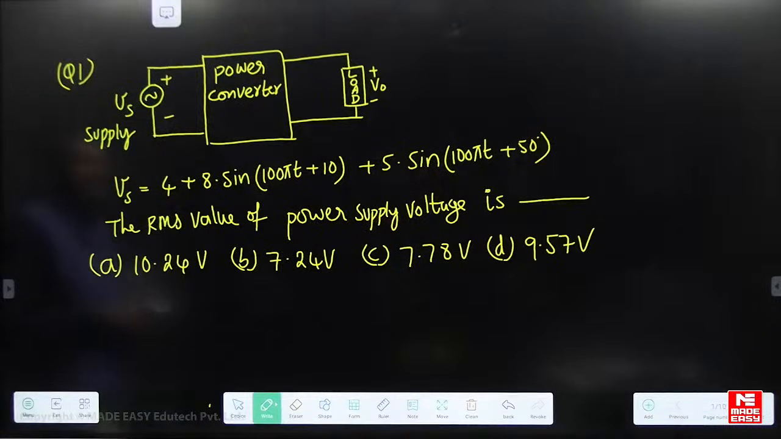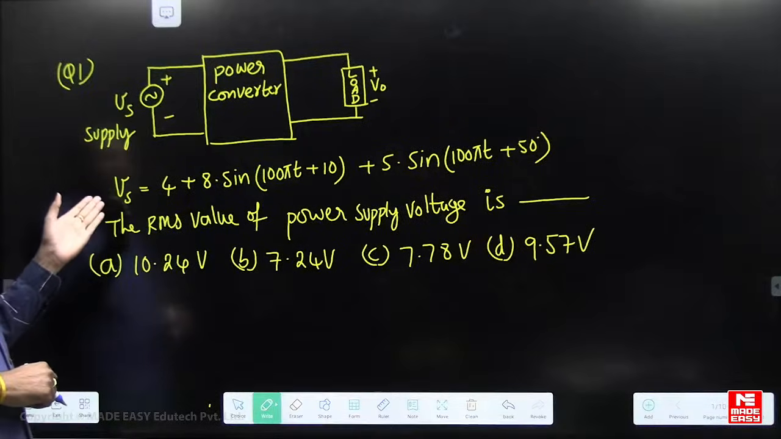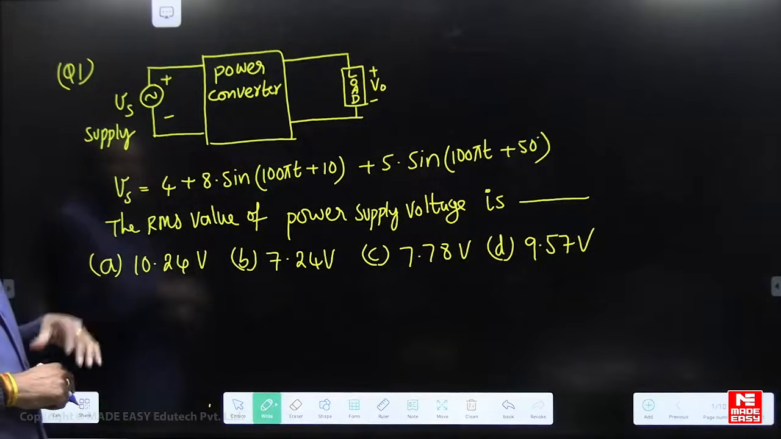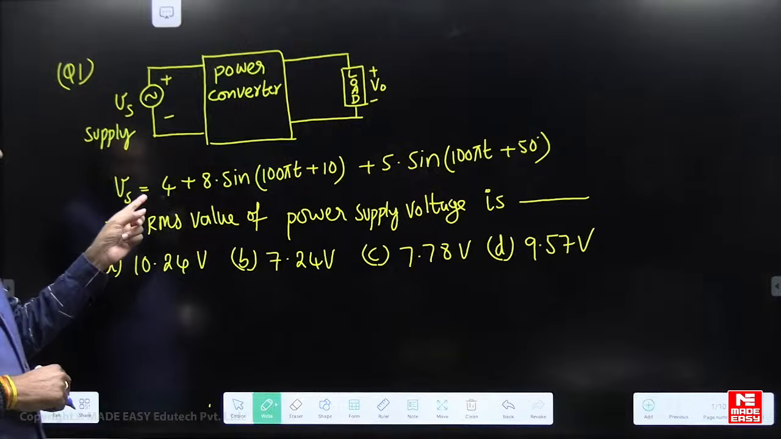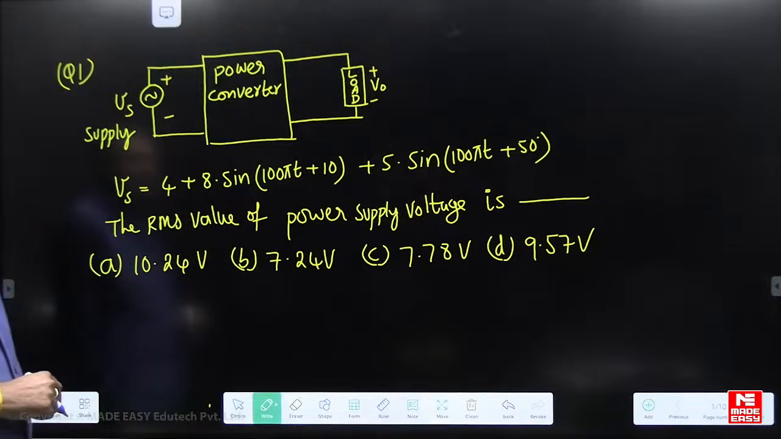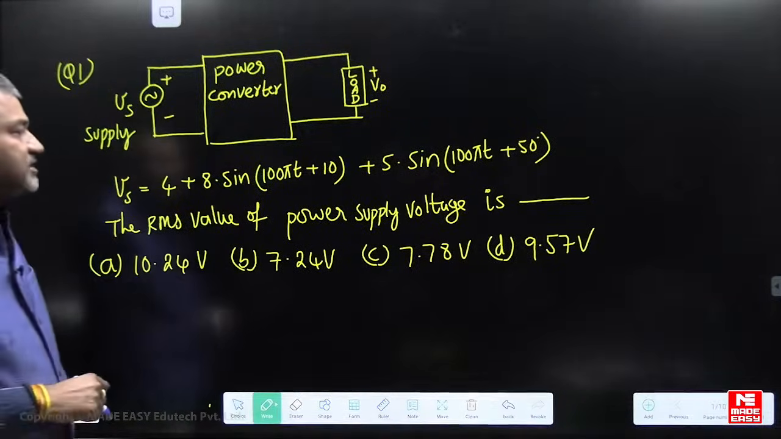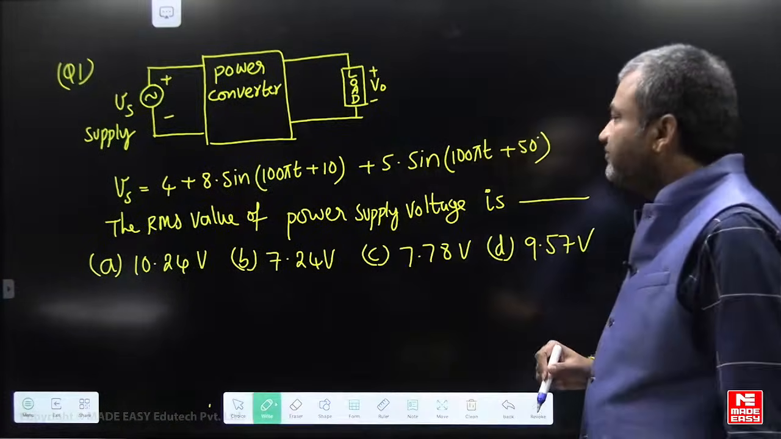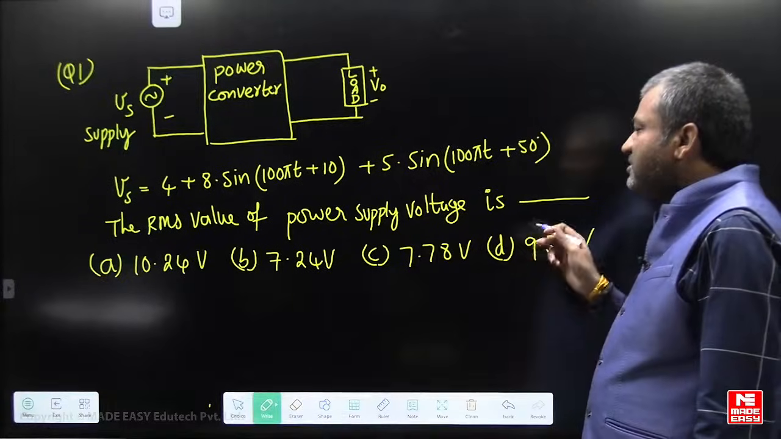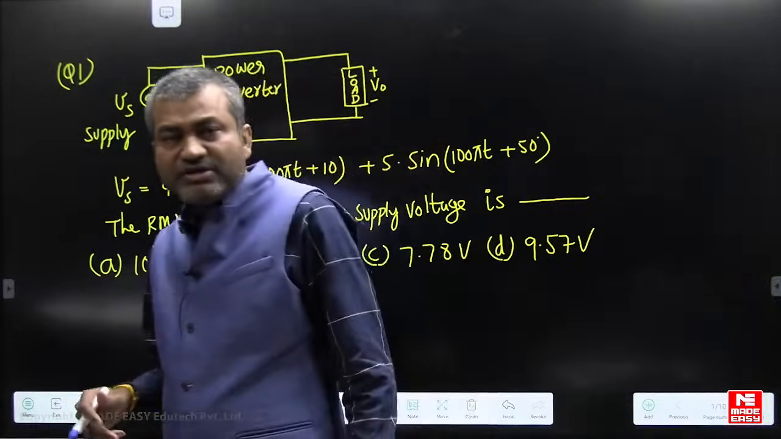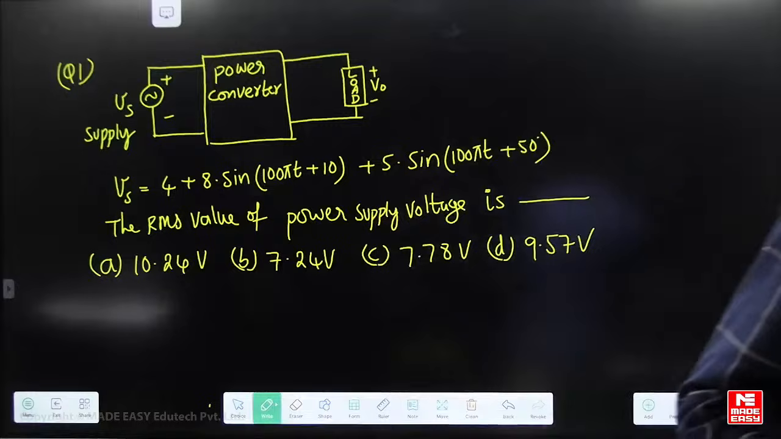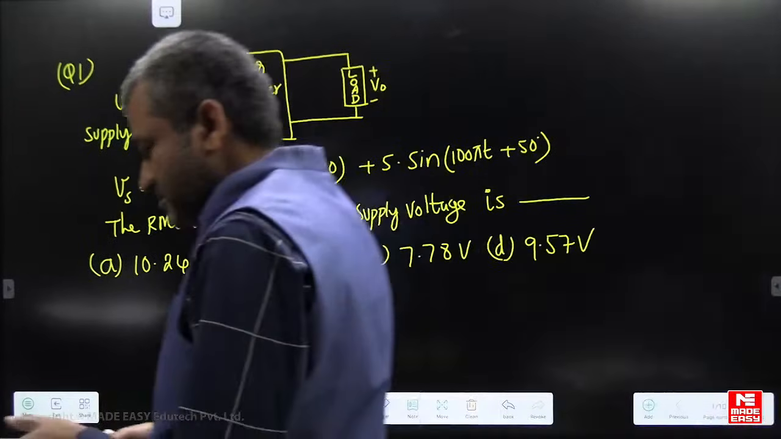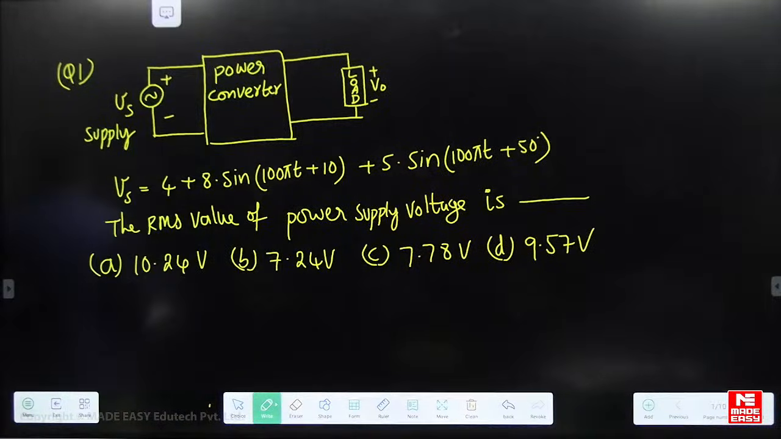Question number 1: we have a supply voltage and a power converter. The equation for the supply voltage is 4 plus 8 sin 100 pi t plus 10, plus 5 into sin of 100 pi t plus 50. So what is the RMS value of the supply voltage? Dear students, please calculate fast. What is the RMS value of the supply voltage?